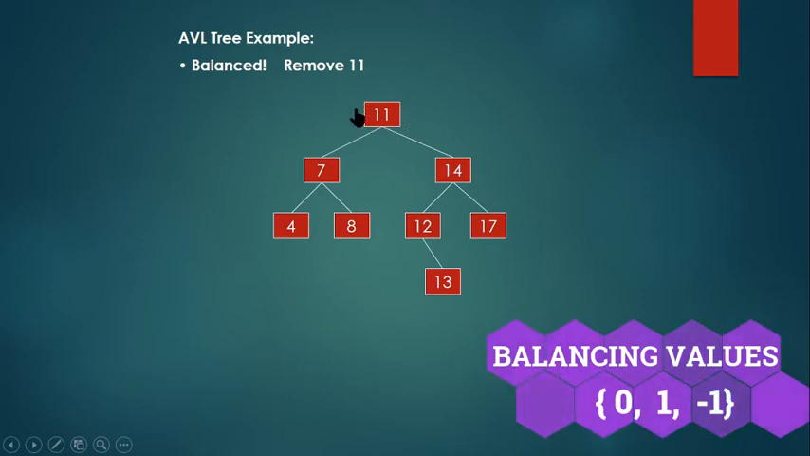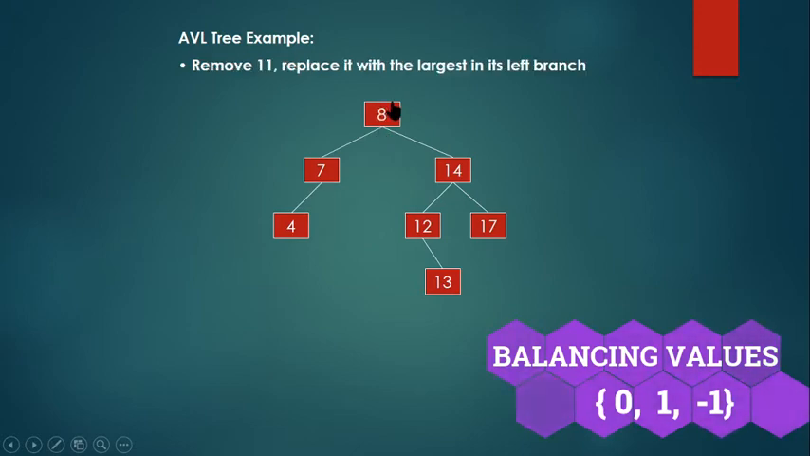Listen here, if you are removing a root node in a binary search tree, look at the left subtree and pick the highest value, that is 8 is the highest one, that will be replaced here. Look, see 8 comes here. So remove 11, replace it with the largest in its left branch. Okay, the largest is 8, that is placed here.